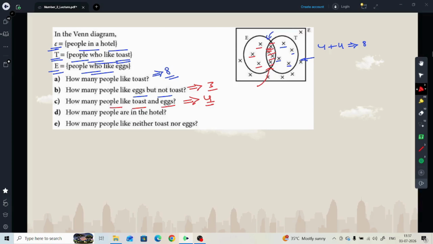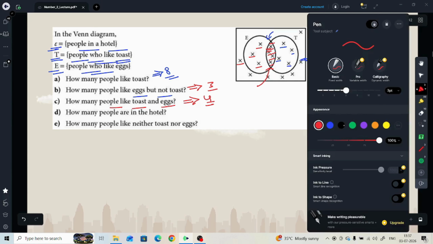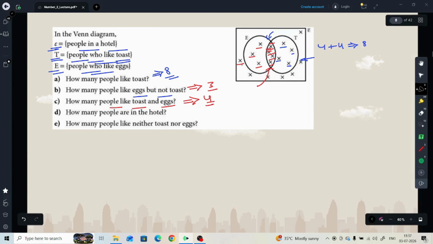The next one is how many people are in the hotel. So in that case, we need to count the number of elements in the universal set. And that is how much? Let me just go on with some other color. Okay, so that is 1, 2, 3, 4, 5, 6, 7, 8, 9, then 10, 11, 12, 13, 14, 15, 16, 17, 18. So 18 is the answer.